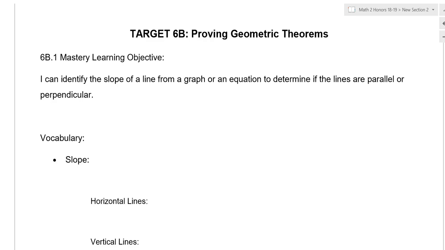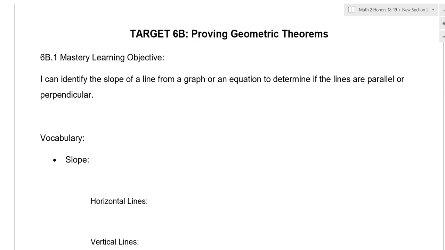Alright, we are now starting on target 6B, proving geometric theorems. This target really is the big chunk, the most important target of this unit. It's really what it's about. So, we're going to look at 6B.1, which is identifying slope of a line from a graph or an equation to determine if lines are parallel or perpendicular. So the proofs we're doing today are proof if these lines are parallel or if they're perpendicular.